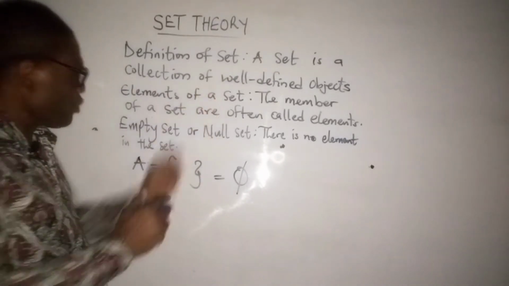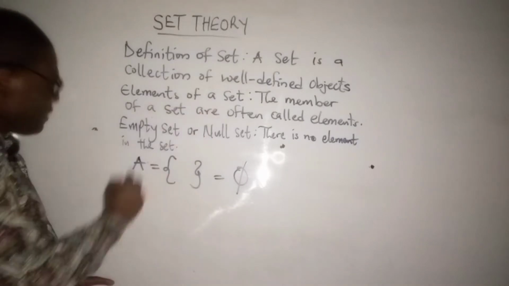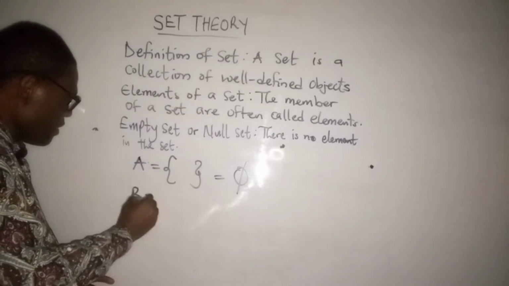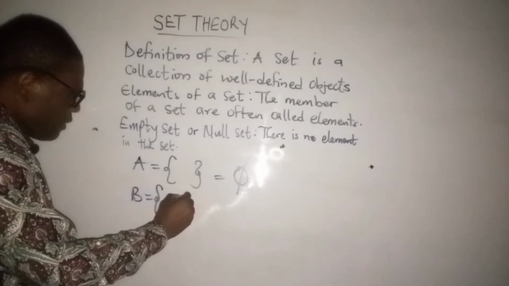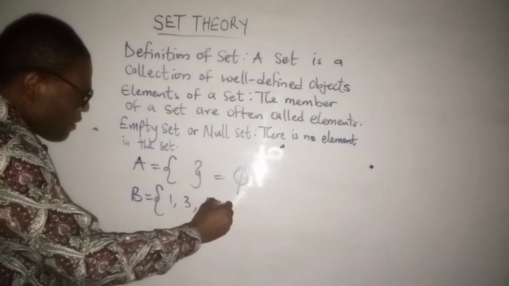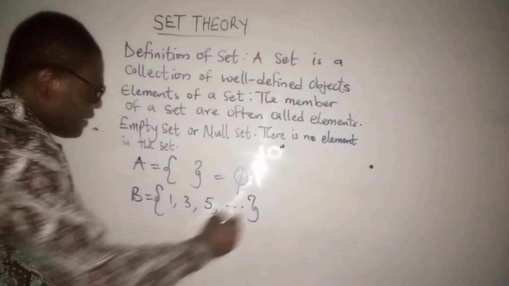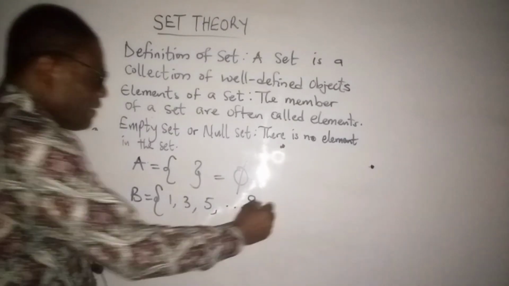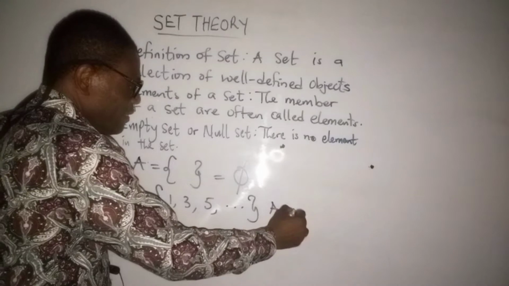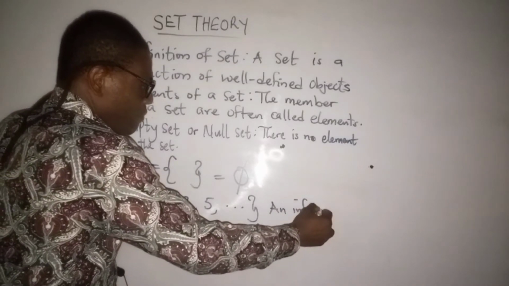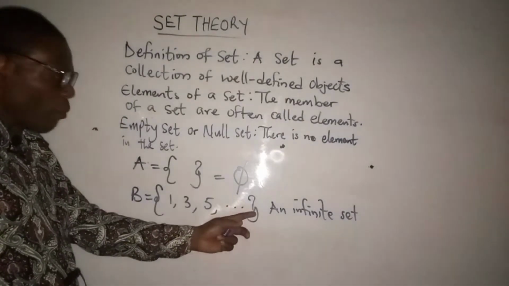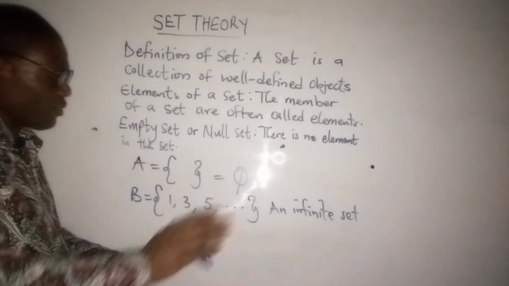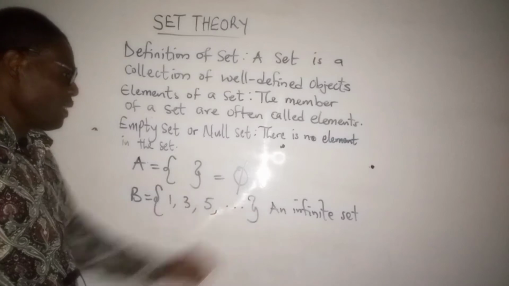If I have a B, and B is the set 1, 3, 5, and so on, it is an infinite set, because it does not stop, it continues. It's not possible to count them. So it's an infinite set.